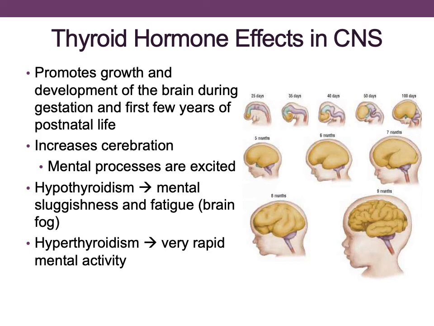Hypothyroidism will kind of do the opposite. It causes mental sluggishness and fatigue, often referred to as brain fog. Whereas hyperthyroidism will cause very rapid mental activity, almost to the point of being manic. Your brain thinks so fast you can't really hang on to a thought.